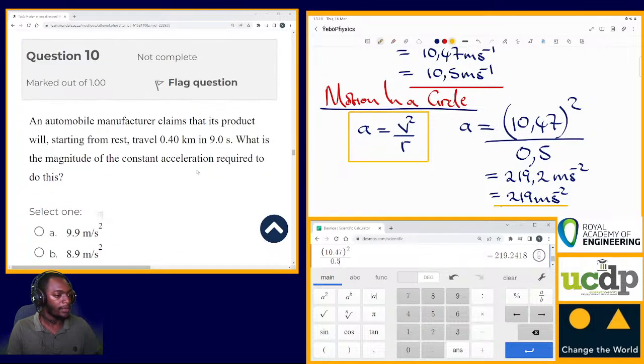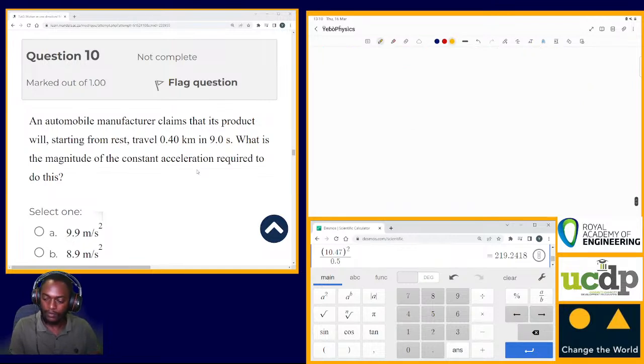Right, question 10, what does it say? Question 10, we have an automobile manufacturer who claims that its product will, starting from rest, travel 0.4 kilometers in 9 seconds. What is the magnitude of the constant acceleration required to do this? Okay, great. So this is motion in 1D.